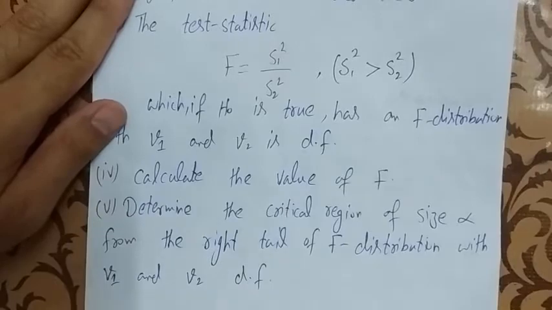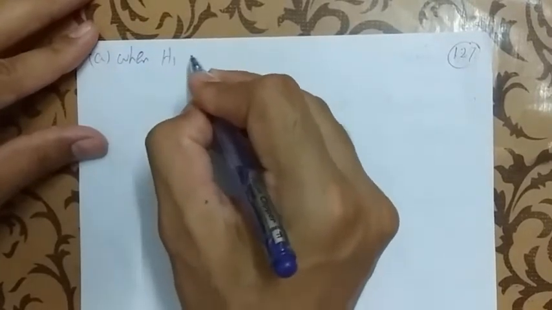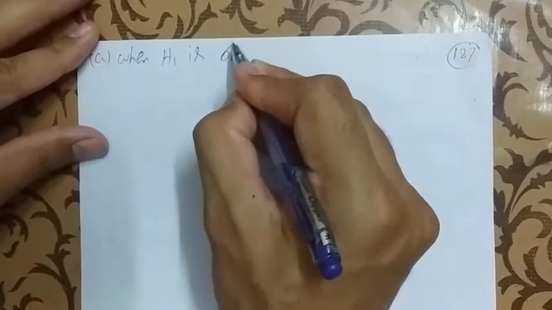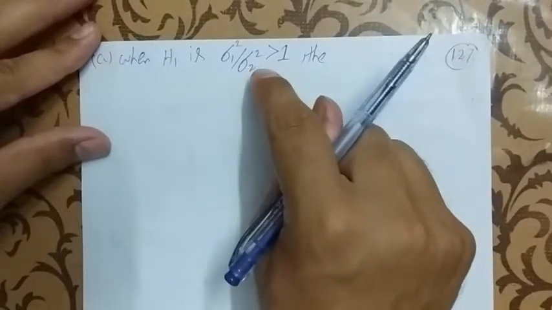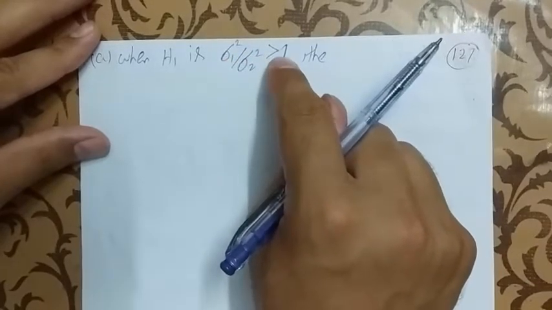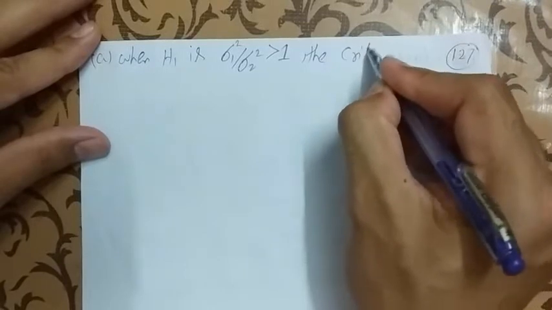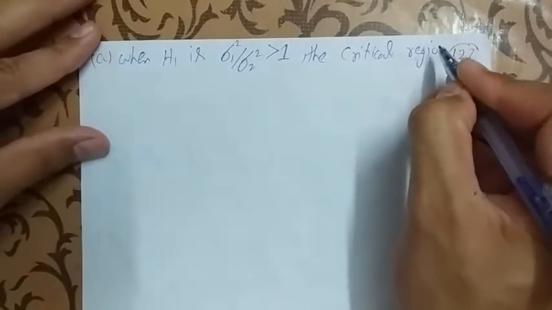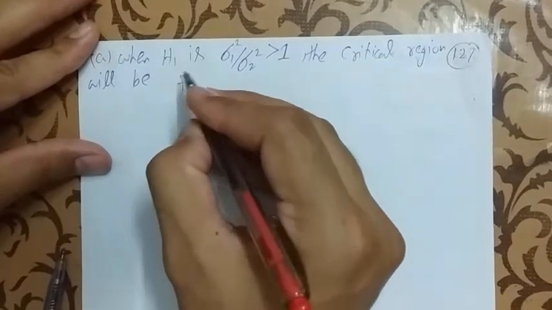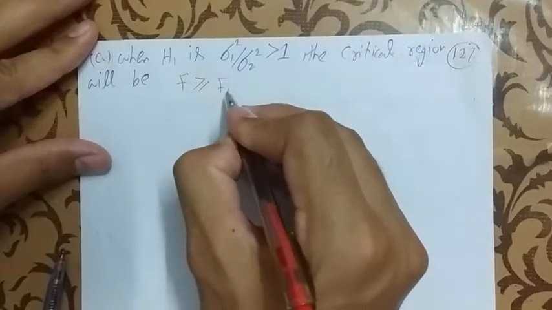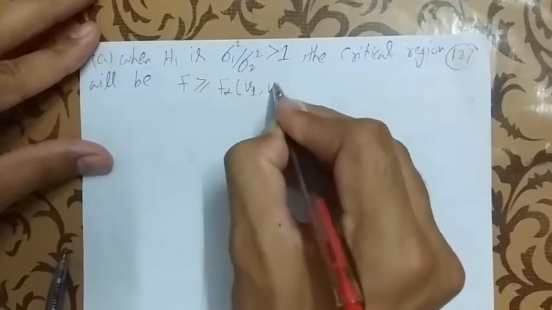In the first case, A, when H1 is sigma 1 square over sigma 2 square greater than 1, meaning sigma 1 square is greater than sigma 2 square, then the critical region will be F greater than or equal to F alpha nu1 comma nu2.